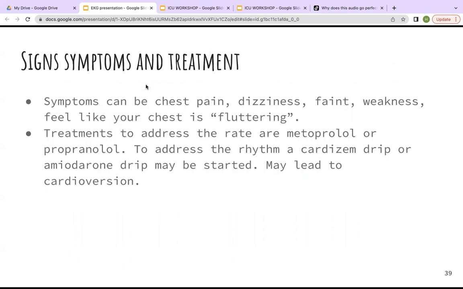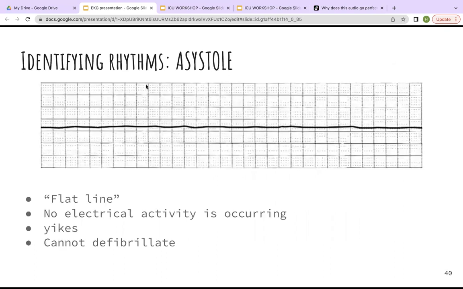So symptoms can be chest pain, dizziness, faintness. You're going to have some fluttering in your chest. Treatments are going to address the rate. So you're going to have some metoprolol or propranolol. A Cardizem drip or an amiodarone drip may be started, and you could eventually end up having to be cardioverted. Okay.